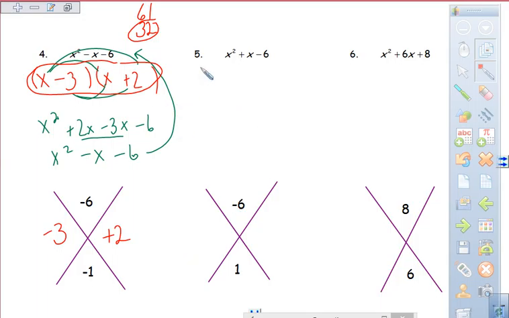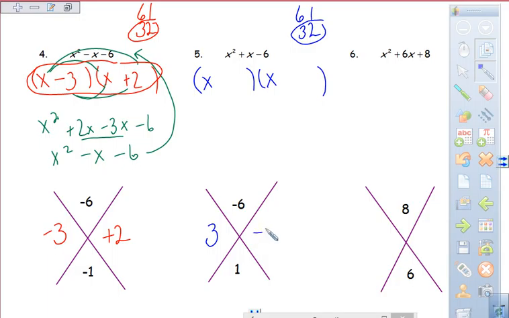Moving on to number 5. Everything we do today is going to look like this. The only way to get x squared is to take x and x. Factors of 6: 6 and 1, 3 and 2. So in our head we're thinking, what multiplies to give us negative 6 and what can add to give us a positive 1? So again, I think I'm dealing with a 3 and a 2.